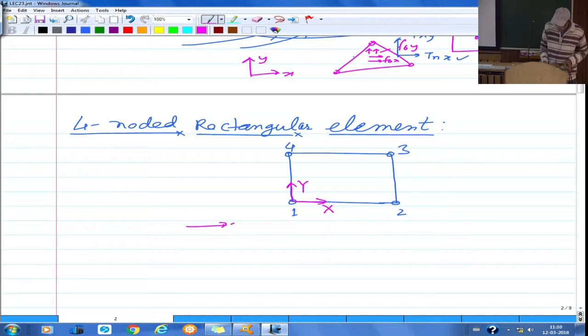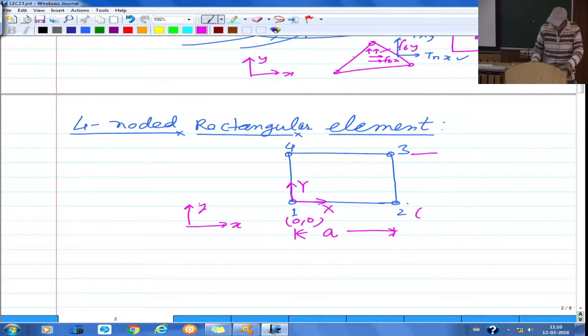Your global XY might be somewhere here. Okay, so then obviously the coordinates at this point with respect to these local element coordinate systems are going to be 0, 0. The coordinates at this point, let us say this edge length is Lx. Let me use something different because two letters I don't want to use. So let me say A, and this let me say B.